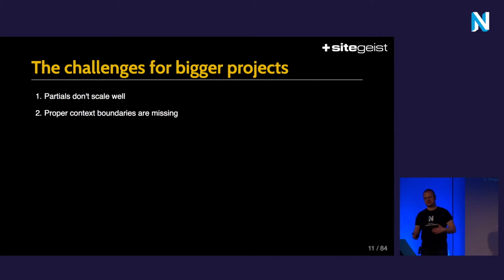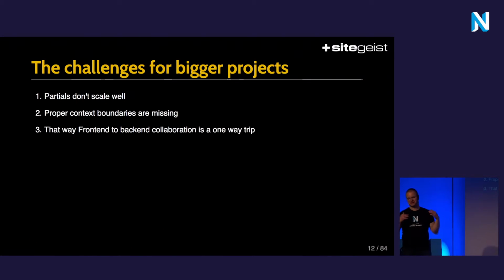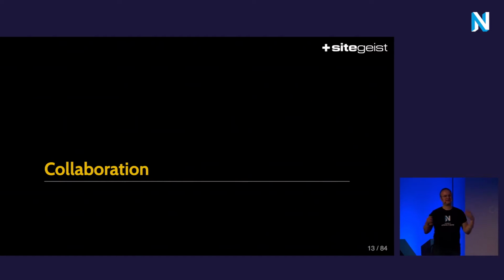Partials mix front-end with back-end concerns like visual representation, data structure, and editing experience. And once a partial is modified by the backend, the frontend cannot change it anymore. And this makes the development a one-way trip. So there is only communication in one way, from the frontend to the backend. And this is the real problematic part. Because if we do bigger projects, we have to iterate, we have to communicate. So we have to collaborate better.